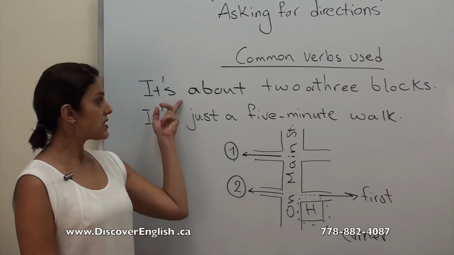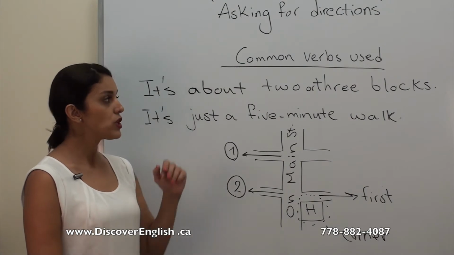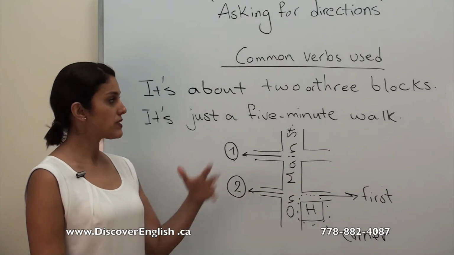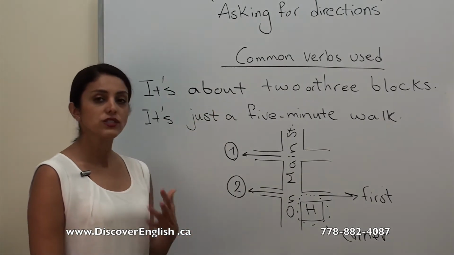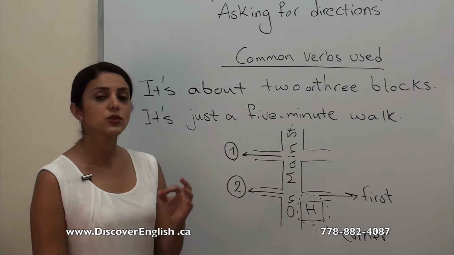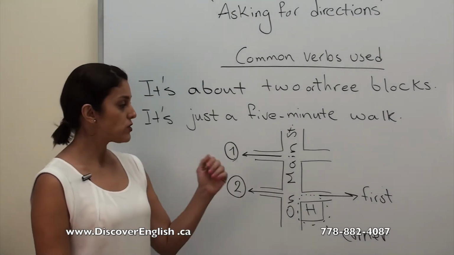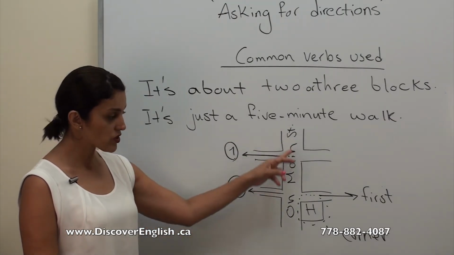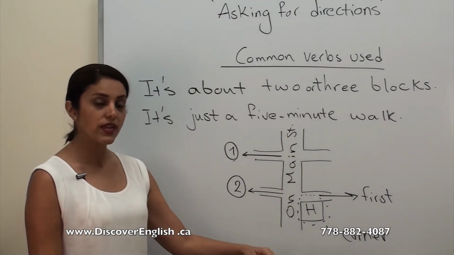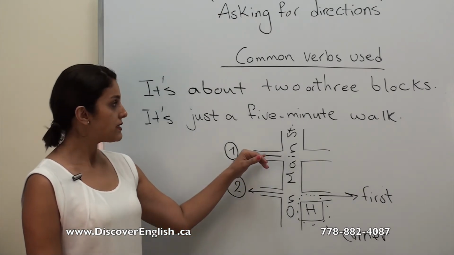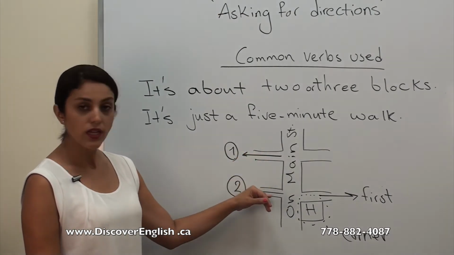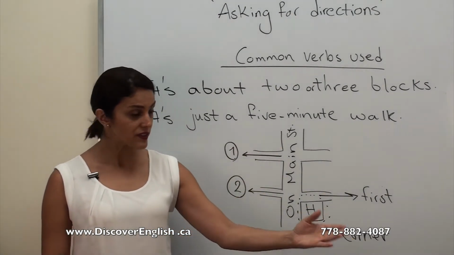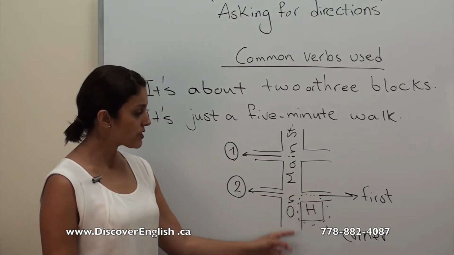The other thing that you can say, for example, is "it's about 2 or 3 blocks." So what does it mean whenever we say it's about 2 or 3 blocks? Just imagine I ask you, "Excuse me, do you know where the hospital is?" So you say you have to go straight on Main Street. Here is Main Street, imagine. You have to go straight on Main Street, and it's about 2 blocks, right? So after 2 blocks, it's on your left, on the corner of First and Main.